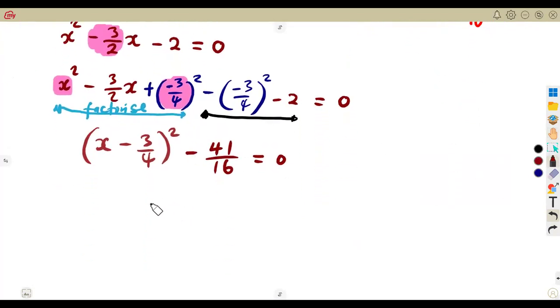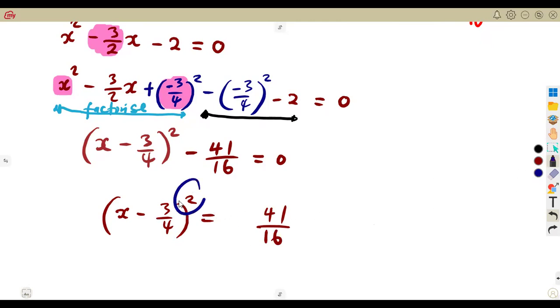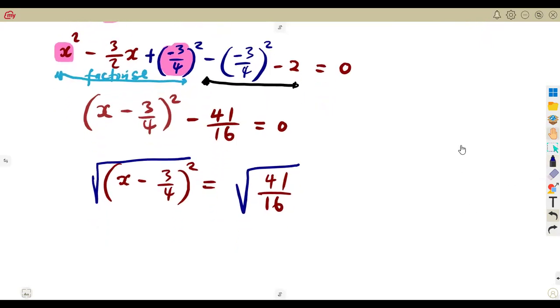It gives us a positive, this minus 41 over 16. So x minus 3 over 4 squared is equal to 41 over 16. So introducing the square root on both sides, so that we remove this square, it is going to be the square root like this. Yes, you can simplify the square root of 16.